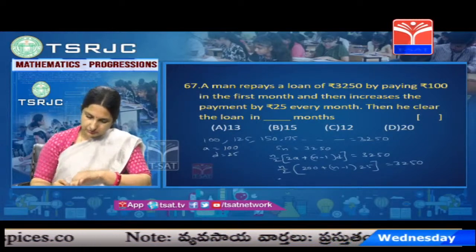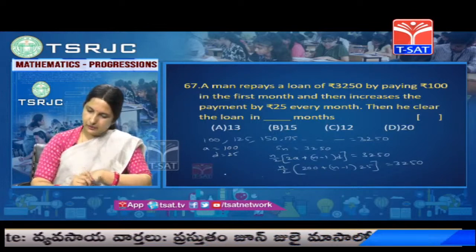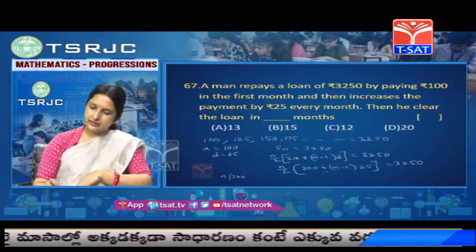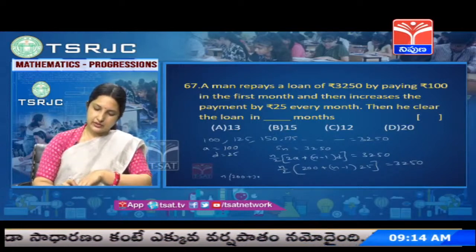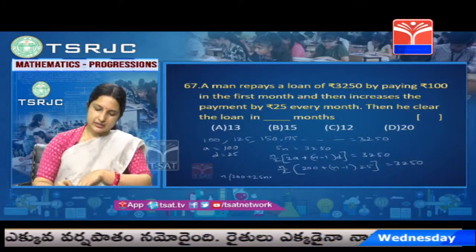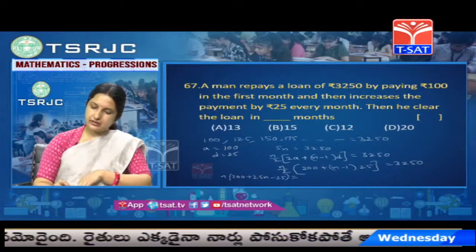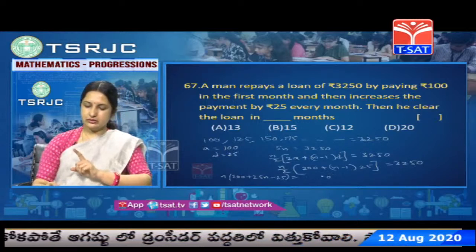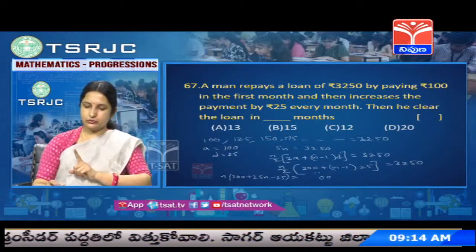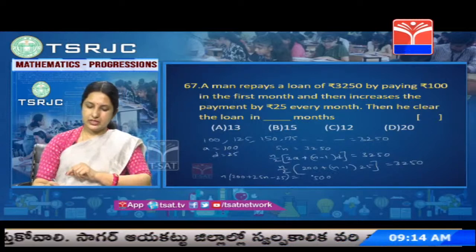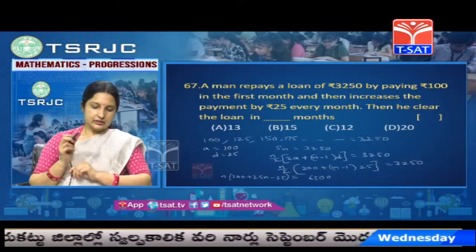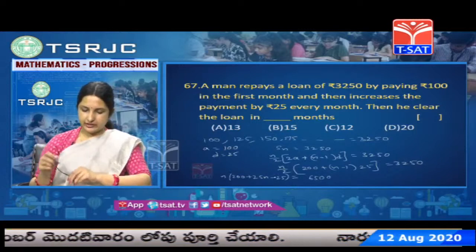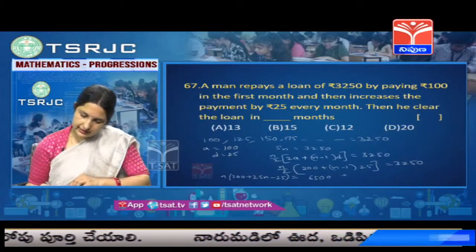Equals 3,250. So n into 200 plus 25 into (n minus 1), which is 25n minus 25, equals 2 into 3,250. What will we get? 2 fives are 10, 1 carry, 2 twos are 4 plus 1 is 5, 2 threes are 6. Then 200 minus 25 is how much? 175. So what will we get here?